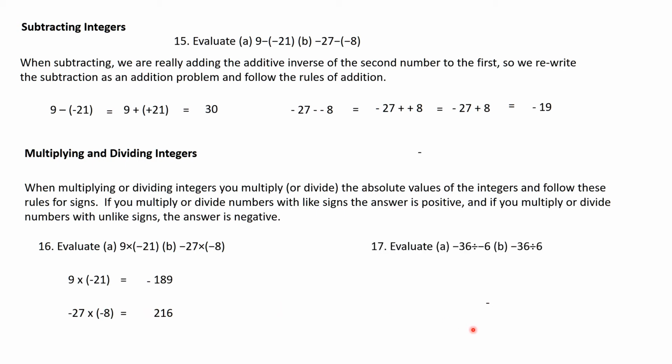When I'm dividing, I do my division and follow the same rule. So if I take a negative 36 divided by negative 6, I'm dividing like signs, so I get 6 as the answer, and it has a positive. So the answer is positive since I'm dividing like signs. Here I'm dividing unlike signs, so 36 divided by 6 is still 6, but it's negative since I divided unlike signs.